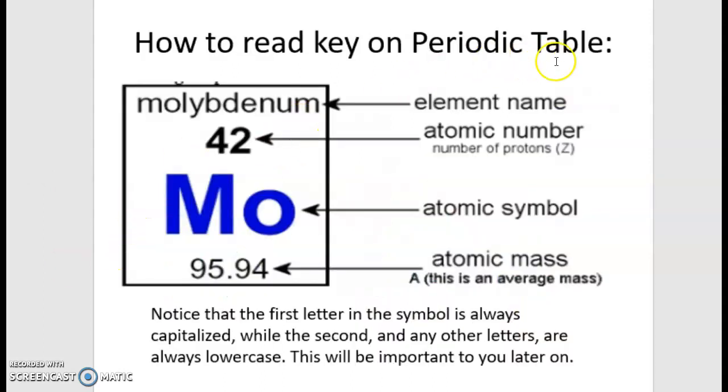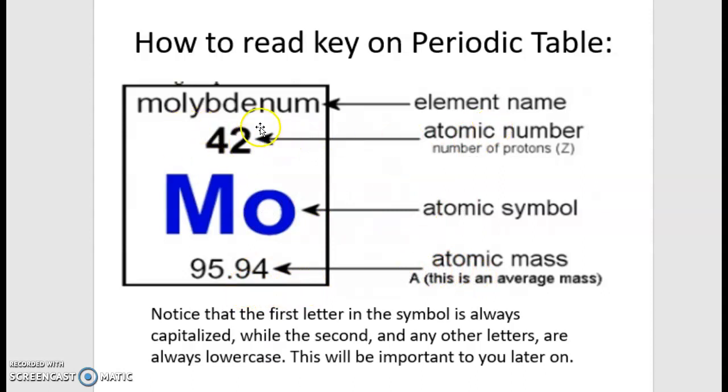Okay, so again, how to read that key on the periodic table. Sometimes they look like this, but it's the same basic structure. This one has the element name first, the atomic number, the atomic symbol, and the atomic mass number. So the atomic number for this element is 42.